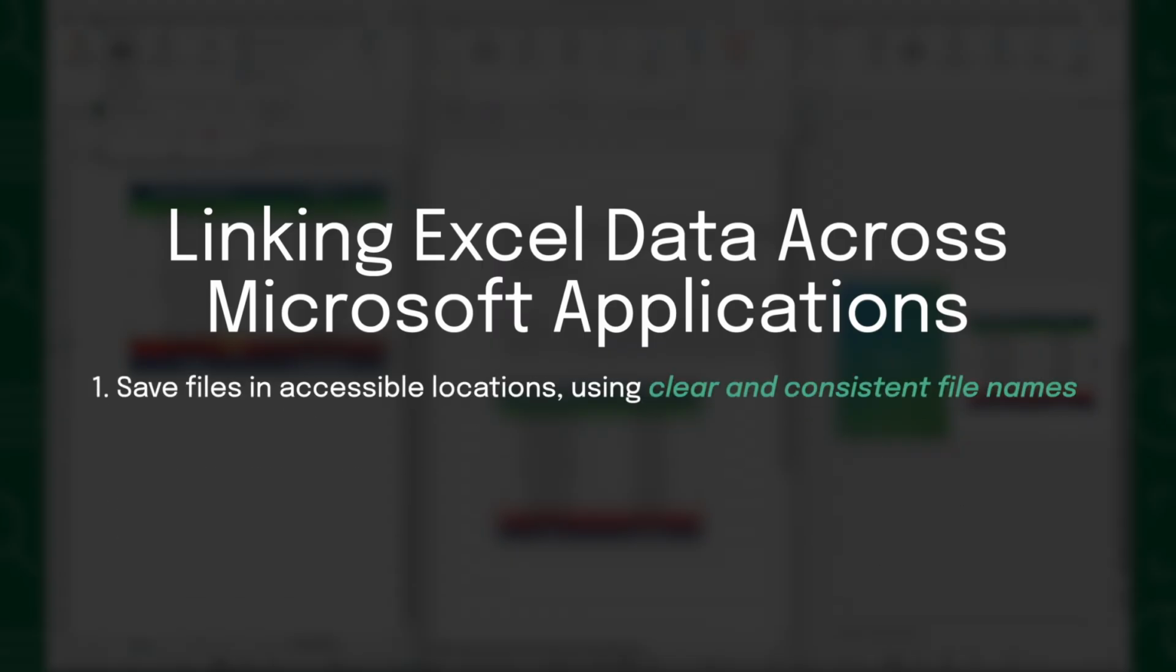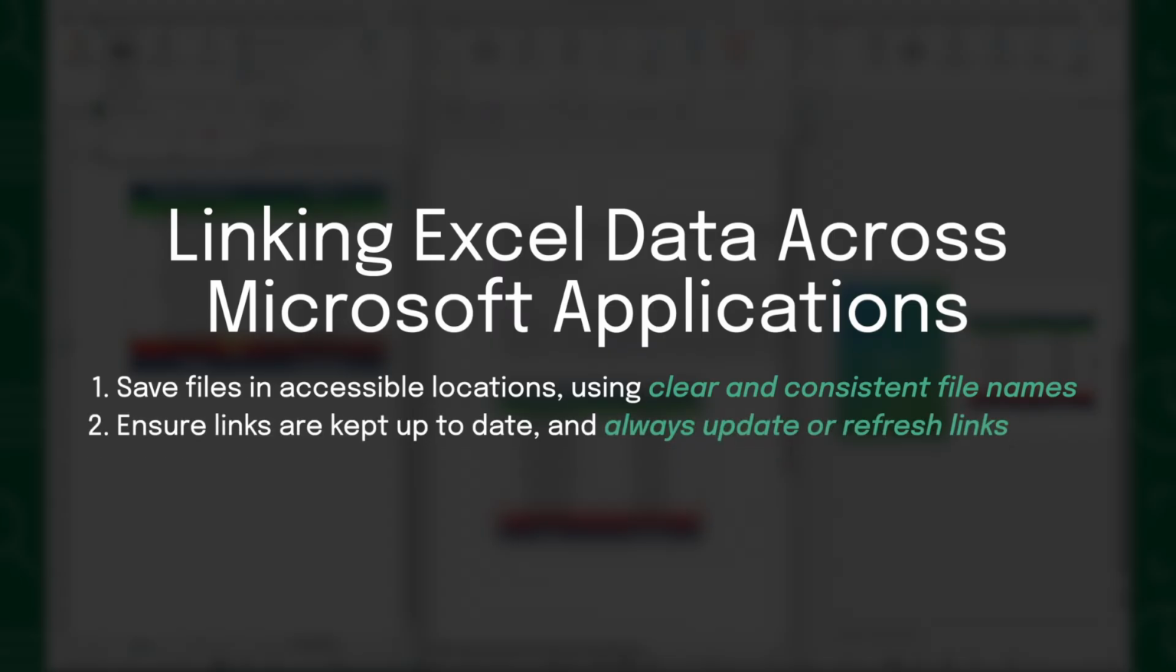There are a few things to note when linking data between applications. First, both your Excel file and your PowerPoint or Word files need to be saved in accessible locations. If you move or rename the Excel file, the links will break. Second, when you open your PowerPoint presentation or your Word document, it may ask if you want to update the links. Always click yes to get the latest data from Excel. This simple trick has saved me hours of updating data that is constantly changing.